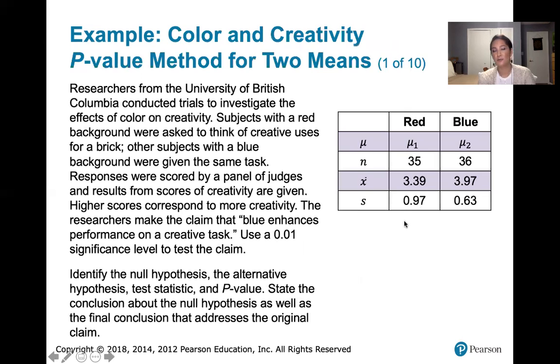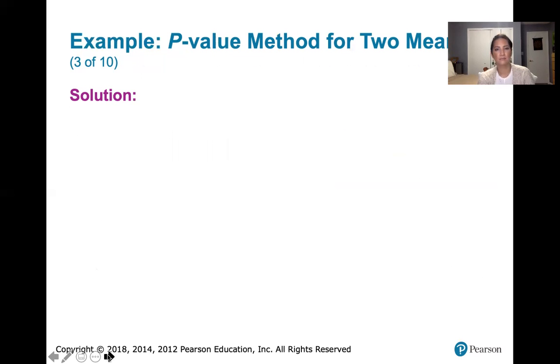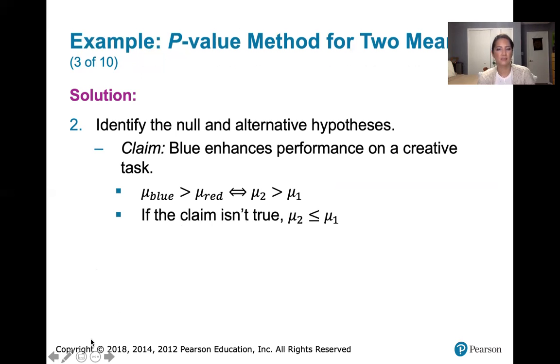But our first group, our first population, was the red group, and our second population was the blue group. So when they say that blue enhances performance on a creative task, what they're saying is that the mean for the blue group is greater than the mean for the red group, which means that the population mean for the second group is greater than the population mean for the first group. Now, if that's not true, the population mean for the second group would have to be less than or equal to the population mean for the first group.